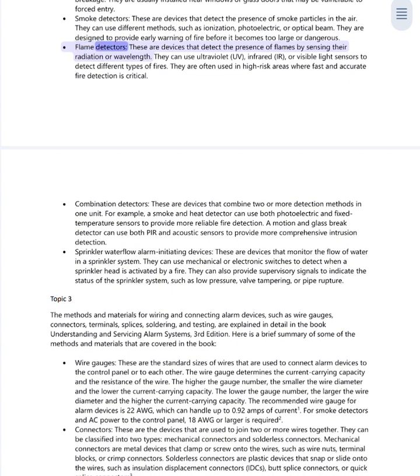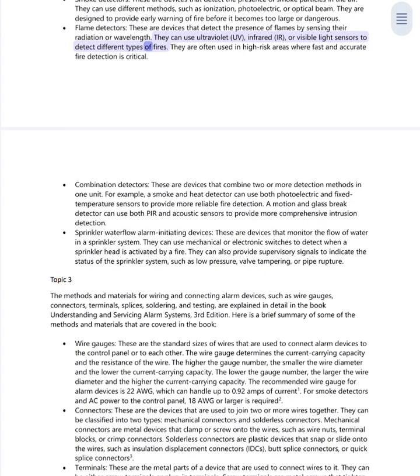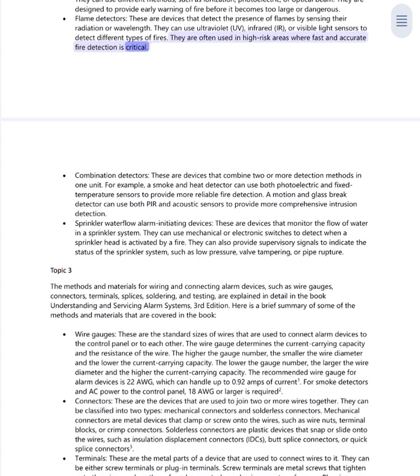Flame detectors. These are devices that detect the presence of flames by sensing their radiation or wavelength. They can use ultraviolet (UV), infrared (IR), or visible light sensors to detect different types of fires. They are often used in high-risk areas where fast and accurate fire detection is critical.